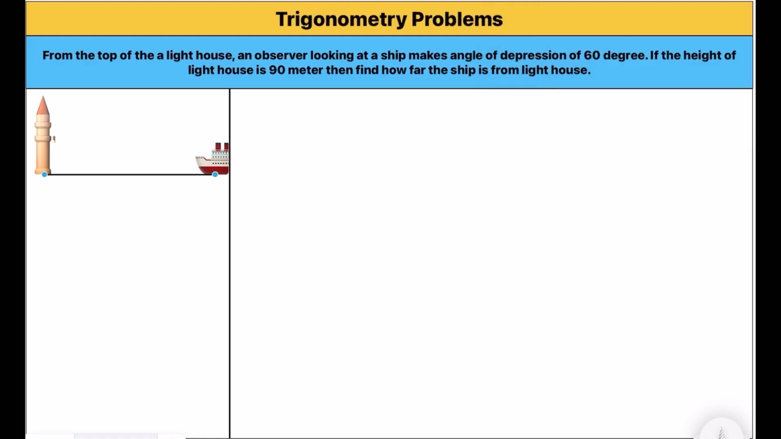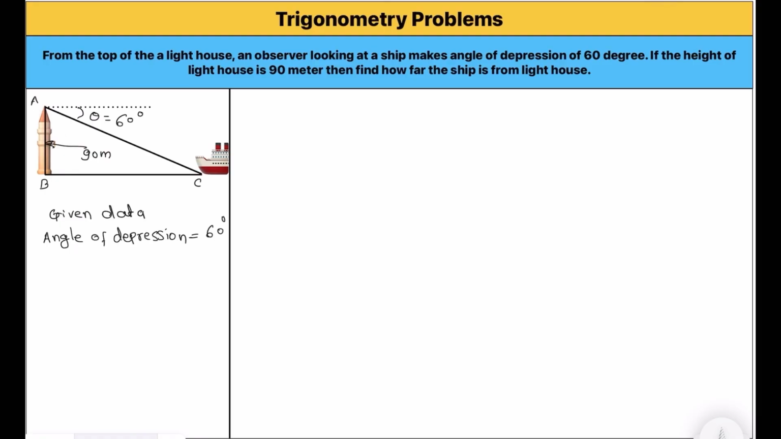Here you can see a lighthouse and a ship at a distance. Now an observer is watching the ship with an angle of depression. So the angle of depression is with the horizontal. Theta is equal to 60 degrees. This is the height of the lighthouse, 90 meters. Let's call this triangle ABC.